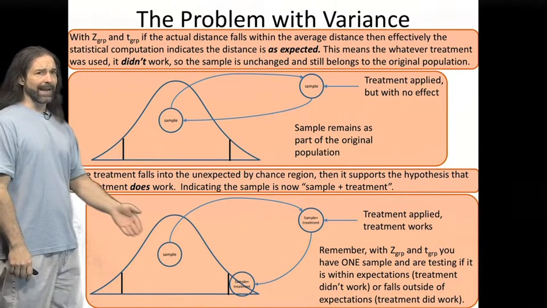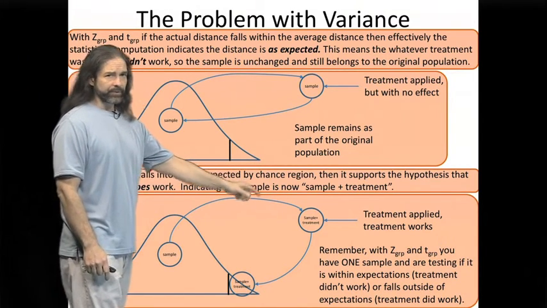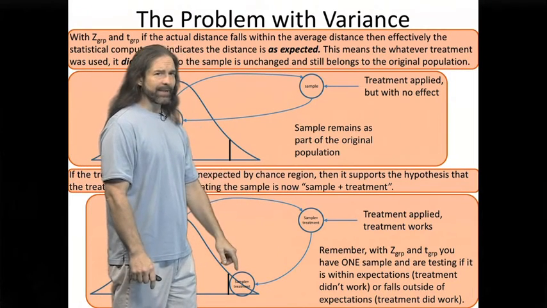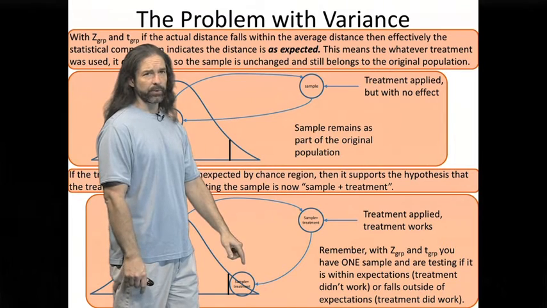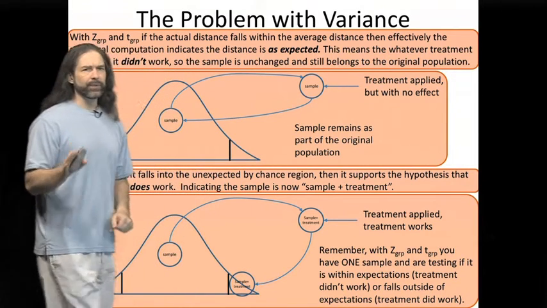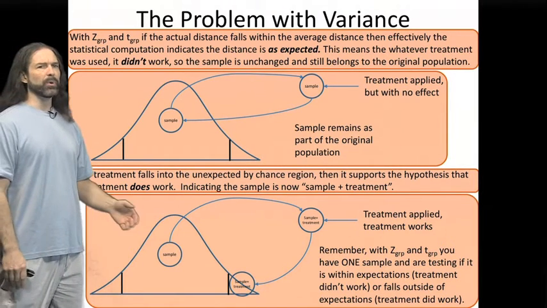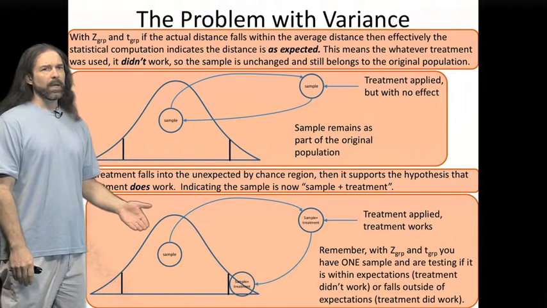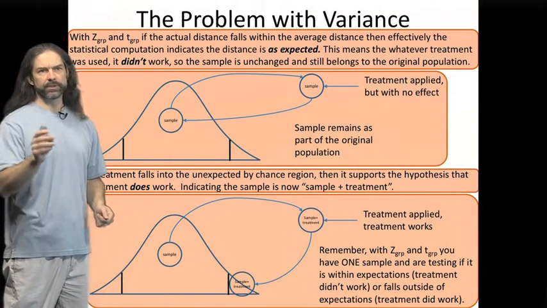What happens is we have the sample, we administer the treatment, and if the treatment works sufficiently, then the sample will now fall statistically into this critical region. If the treatment works, the sample is no longer considered part of that original population from which it was pulled, because it is no longer just the sample, it is now the sample plus the treatment.